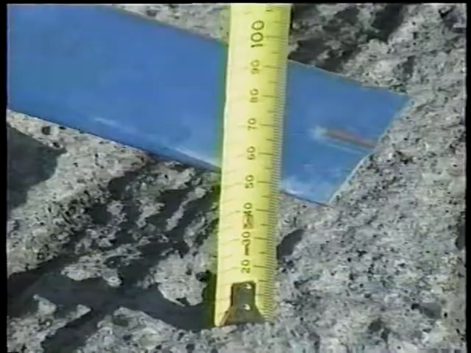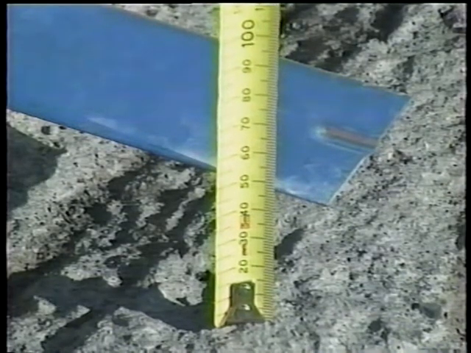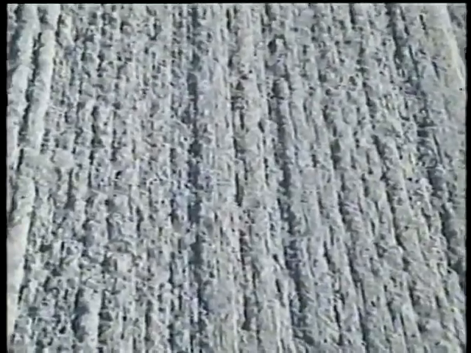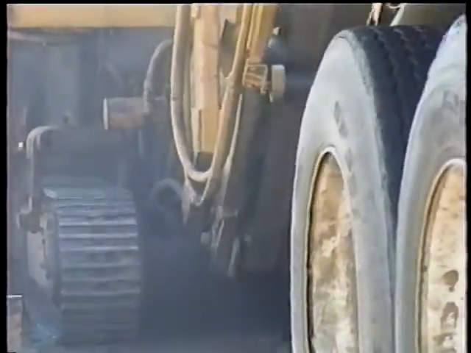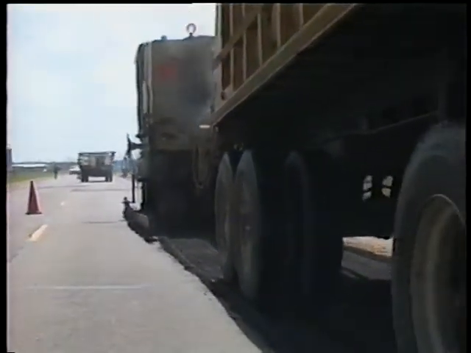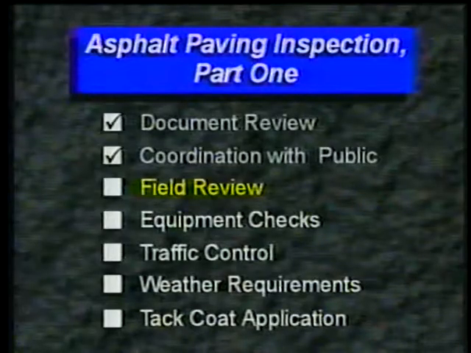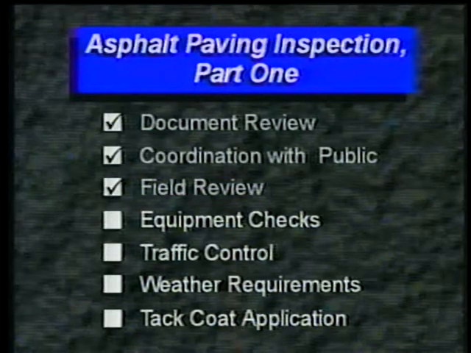When milling is required, your first major concern is that the pavement is milled to the proper depth. Also, be sure that the milling equipment does not tear or rip the surface. In addition, make sure that the contractor takes appropriate measures to control dust and to maintain proper drainage from the pavement. Once the surface is properly prepared, your next preliminary responsibility is to check the paving equipment.